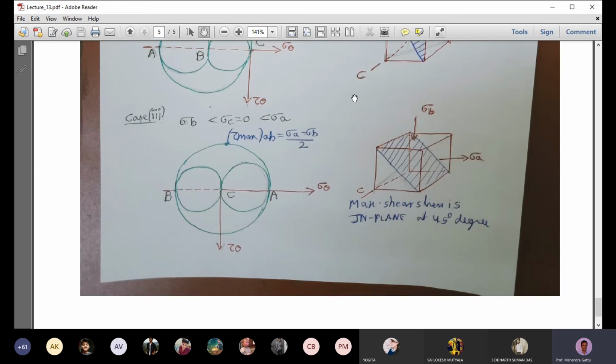There is a third scenario where one stress is tensile and another stress is compressive, indicated here. So sigma A is greater than sigma C, and sigma C is greater than sigma B. In this case, the C coordinate is always coinciding with the origin. C is shown here, and A is tensile, so A is shown to the right of C, and B is shown to the left of C because it is a compressive stress. So we can again draw the Mohr circle.